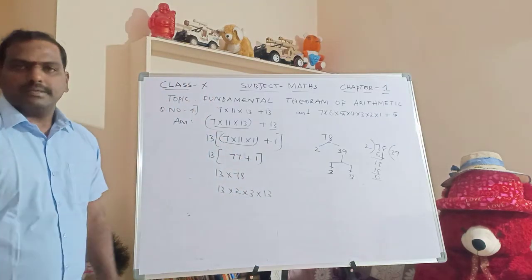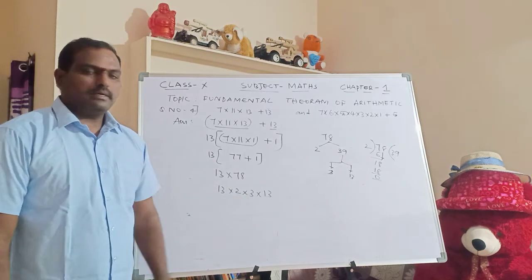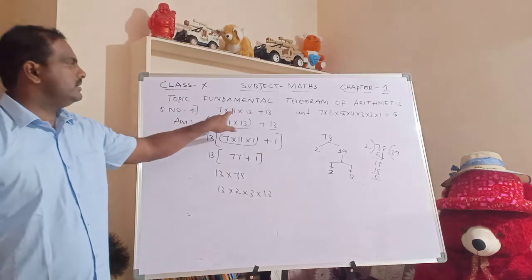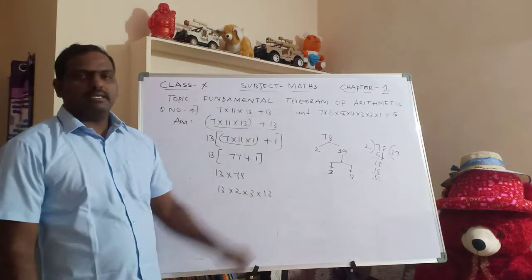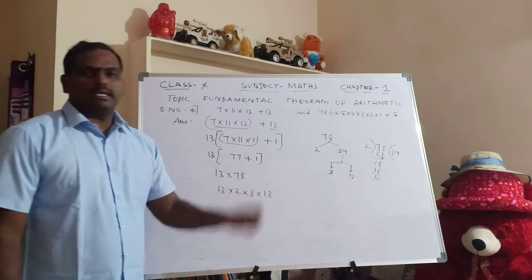13 is a prime number. 2 is a prime number. 3 is a prime number. Again 13 is a prime number. That means 7 into 11 into 13 plus 13 can be written as 13 into 2 into 3 into 13.